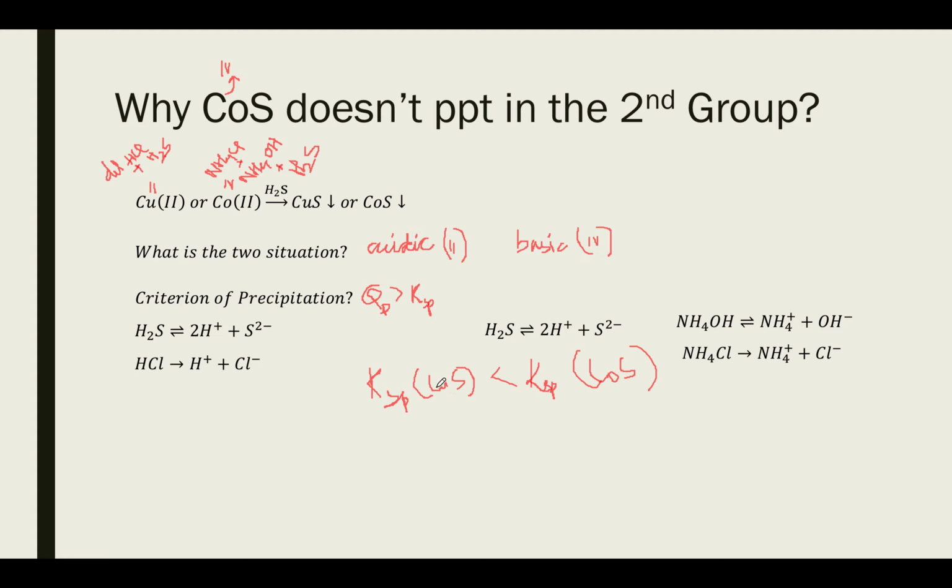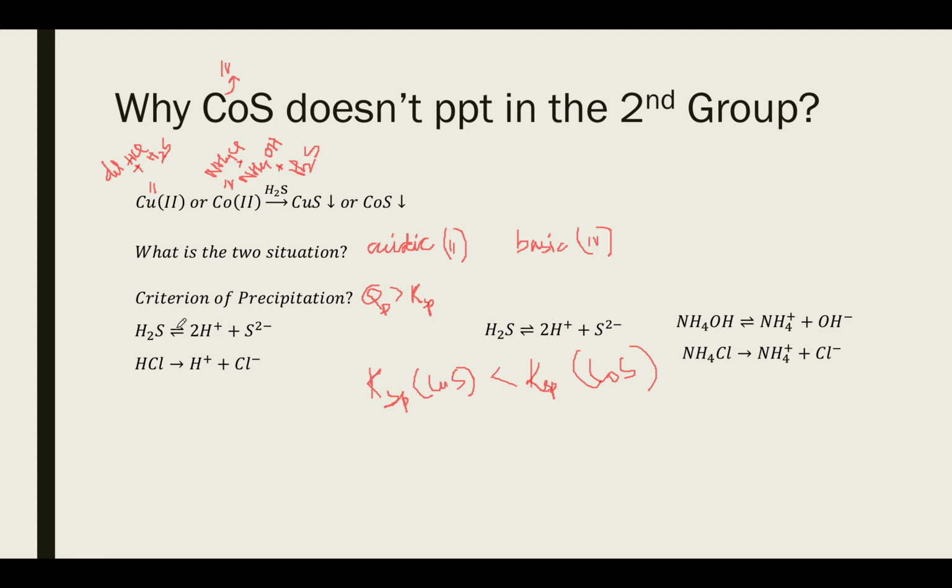So that means at a lower concentration of sulfide ion, you are able to reach the Ksp of copper sulfide. How is that possible? Let us look into the equilibrium expression. H2S is a weak electrolyte, so it will dissociate as shown here. However, HCl, the group reagent that you add here, is a strong electrolyte, so it will dissociate as H plus and Cl minus.